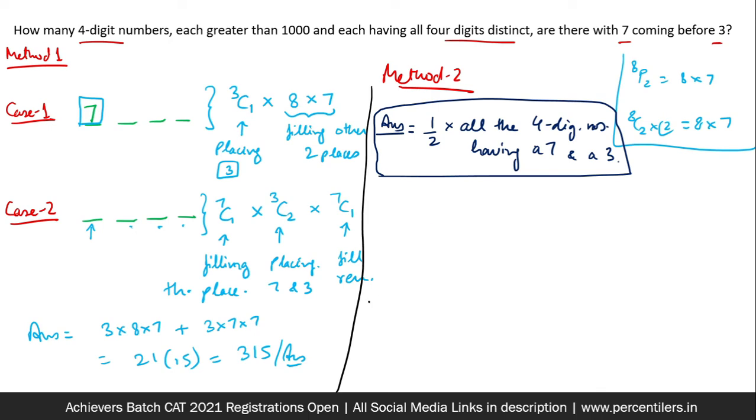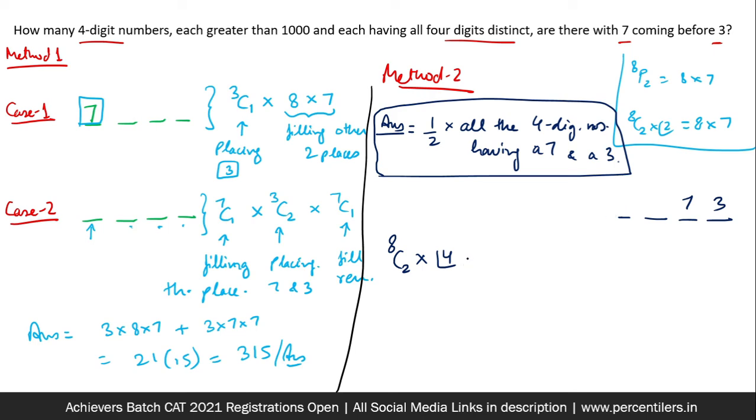What I'm going to do is, I already have a 7 and a 3. I need two more digits. So from the remaining digits, I am choosing two more digits and just placing all four of them carelessly. Now, these two digits, you understand that there could be a case that one of them could be 0, and it is also a possibility that 0 could come in the first place.